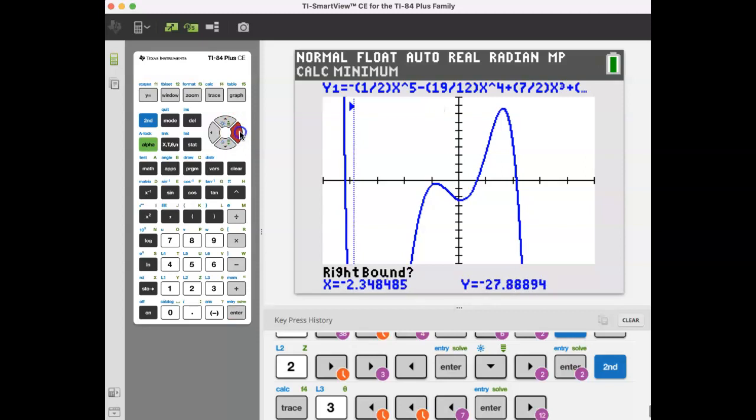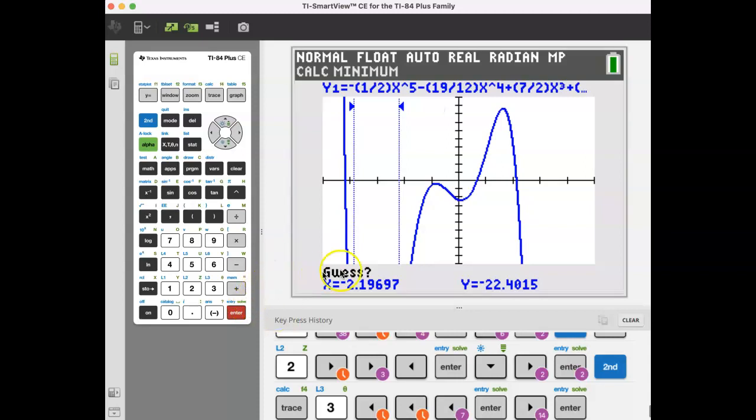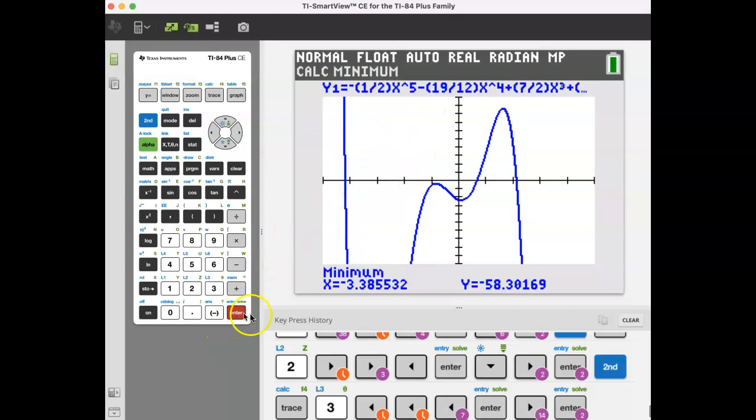Again, it's getting closer to the x-axis. We're getting closer to the y-axis because my x values are getting smaller. Well, sorry, they're getting bigger. They're getting closer to 0. And the calculator says, is this where you want to guess? And I'm going to say yes, so I'm going to hit enter. The first minimum is negative 58.30 at x equals negative 3.39.